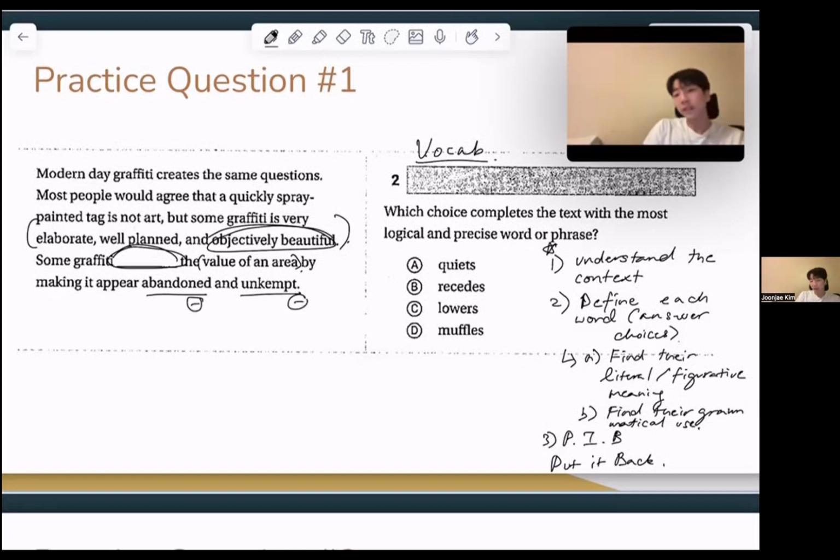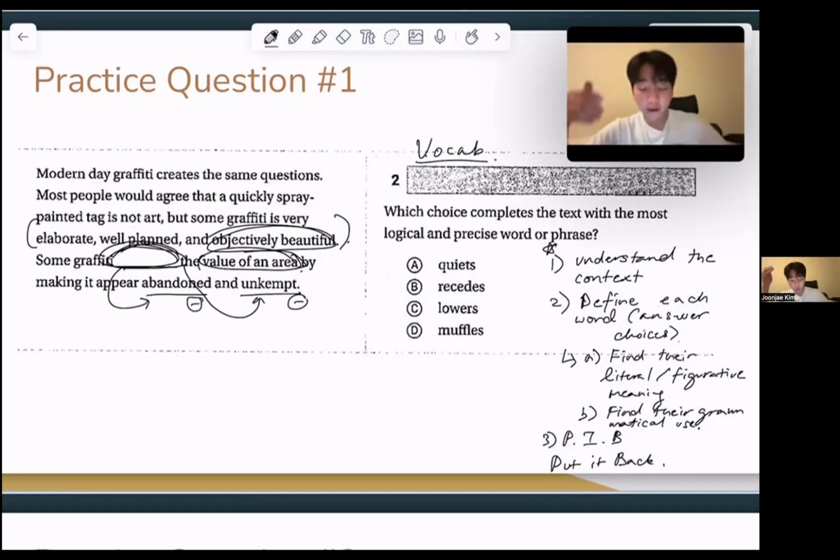So now if you understand the context here, graffiti can either make something very beautiful, a very beautiful artwork, or on the other hand, something that makes it even worse, like the doodle that we mentioned before. And this particular blank space does what? It could also make it abandoned or unkempt. How? It does something to the value of an area. So now we understand the context. We're trying to find a role of what this graffiti does.